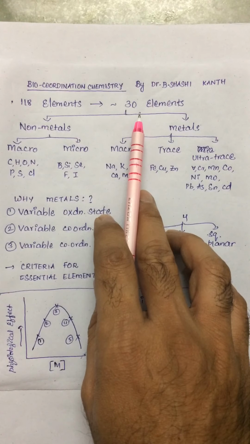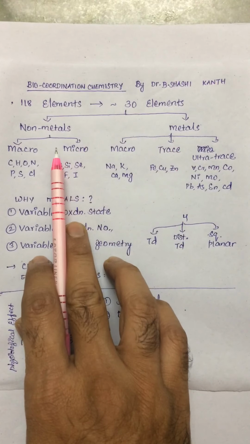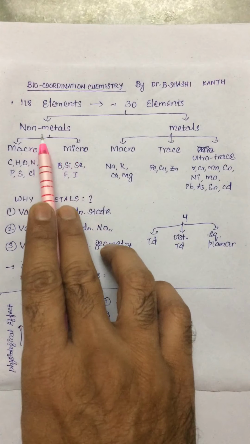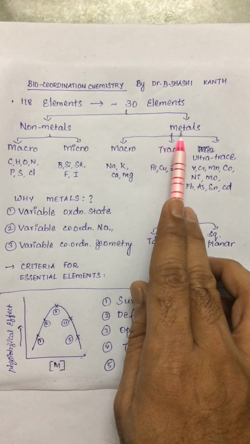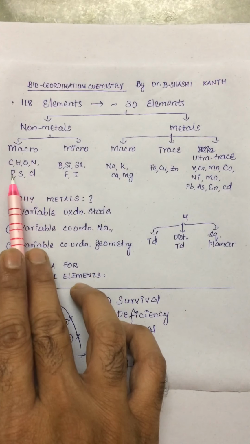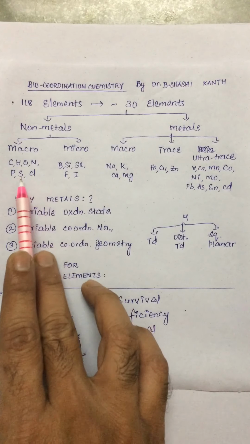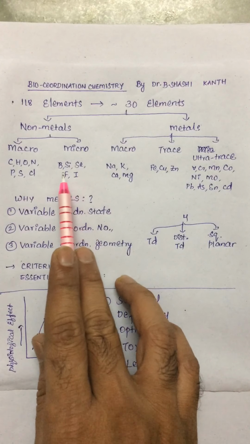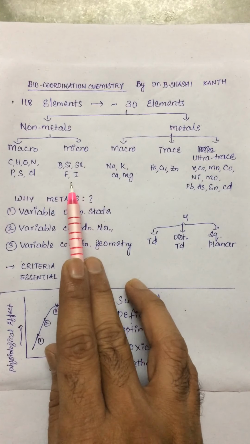Out of these 30 elements, we can classify them into non-metals and metals. Depending on the concentration of these non-metals and metals, we can further classify them into macro and micro in the case of non-metals, macro, trace and ultra trace in the case of metals. When it comes to the macro non-metals, we have some examples such as carbon, hydrogen, oxygen, nitrogen that form the major part of the living organisms, especially the human beings, along with phosphorus, sulfur and chlorine. In micro non-metals, we have boron, very rarely found in some living organisms, silicon, selenium, fluorine and iodine.